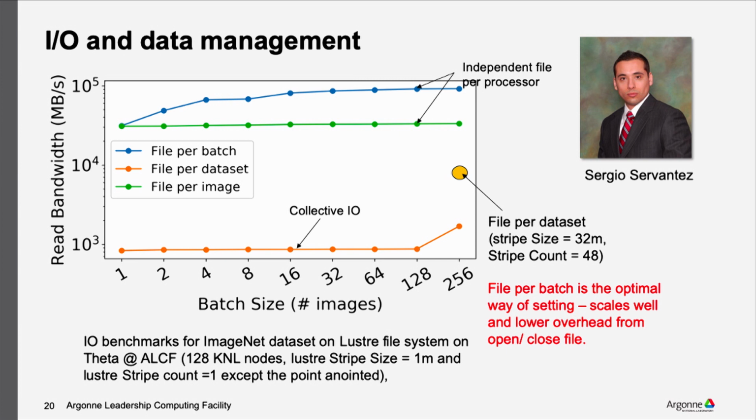So it shows that it's better to save one batch of data per file, so that the opening and closing won't cause any overhead. The other extreme is to save the whole data set into one file. But that case performs poorly, because collective I/O performance typically is not good in HPC environments. So overall, in the intermediate region, save hundreds or thousands of images per file. Not one image per file, not the entire data set per file.